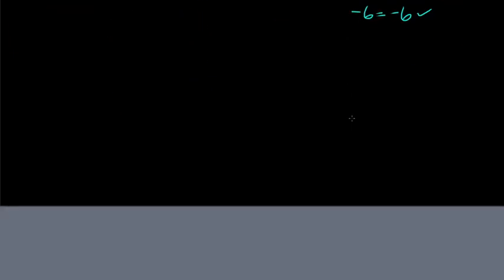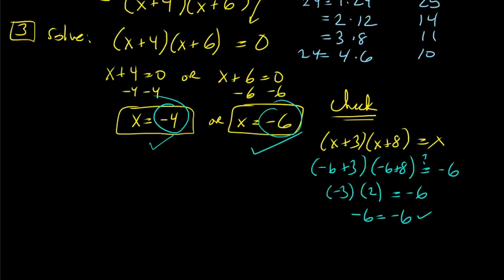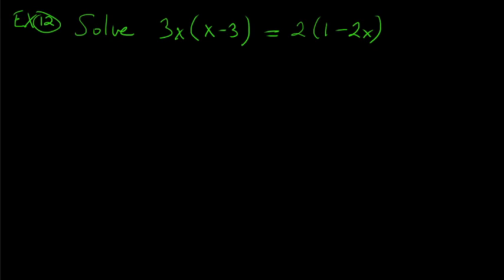Okay. One more. I think I saved the hardest one for last. We want to solve 3x times x minus 3 equals 2 times 1 minus 2x. I hope you've been trying to solve these on your own. This one's pretty doable as well. First step, of course, standard form.